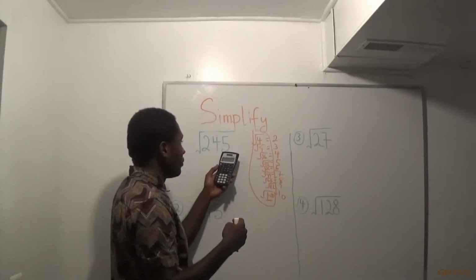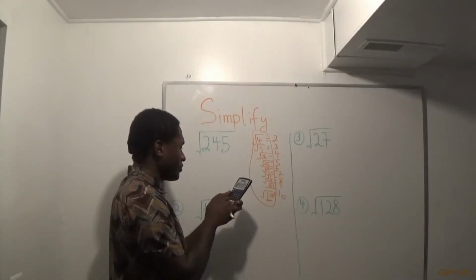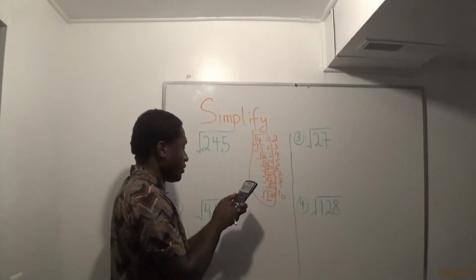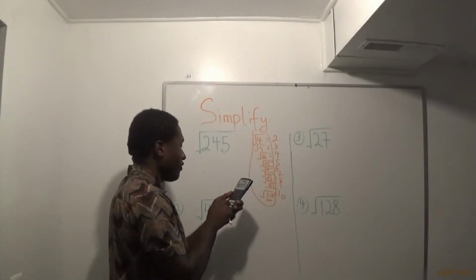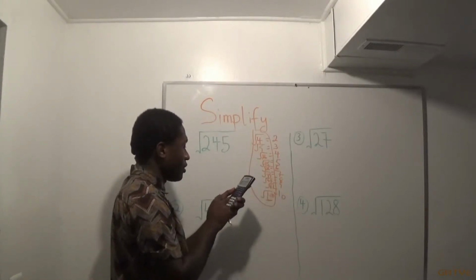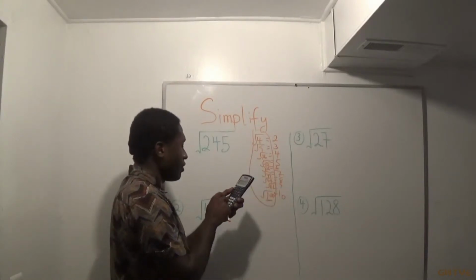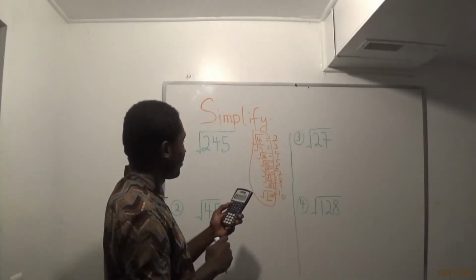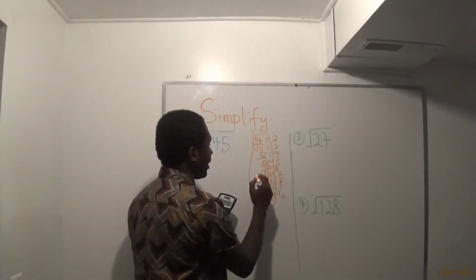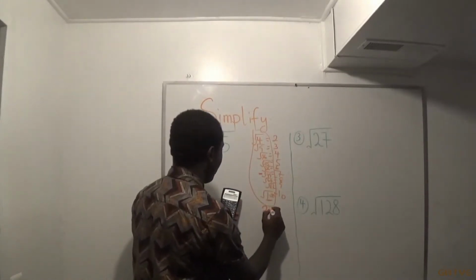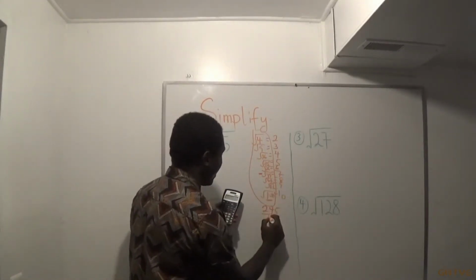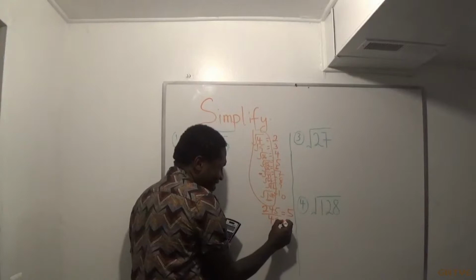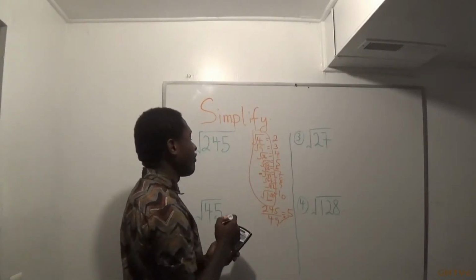So let's see. 245 divided by 100. Would I get a whole number? I got a decimal, so let me move on to the next one. 245 divided by 81, I have a decimal. 245 divided by 64, I have a decimal. 245 divided by 49. I got 5. So when I reached 49, I got a whole number. 245 divided by 49 gave me 5, so that means 49 times 5 is 245.